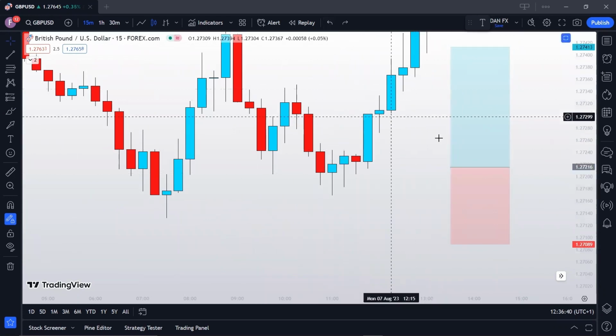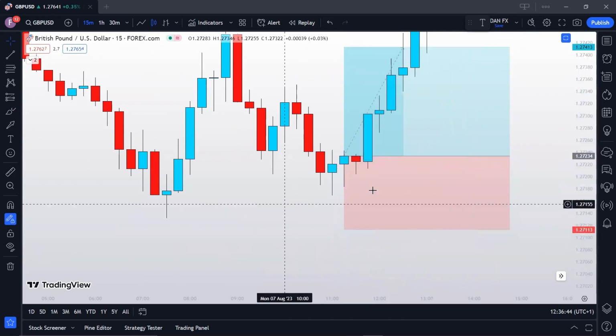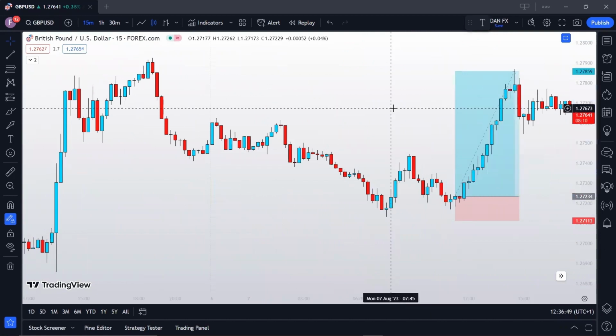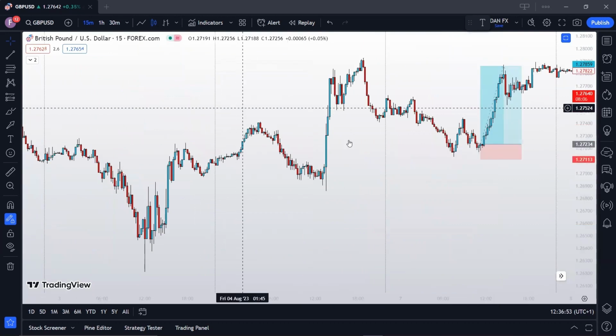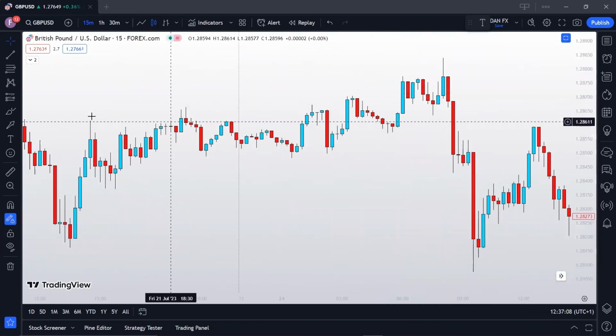So you're just going to enter here on the close of this candle, put your stop loss below here, and then you're going to catch maybe like 60 pips. This went for about 60 pips, right? So let's see if we can look for an M formation, right? So here we have an M formation.